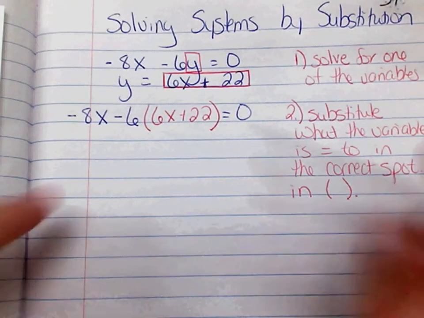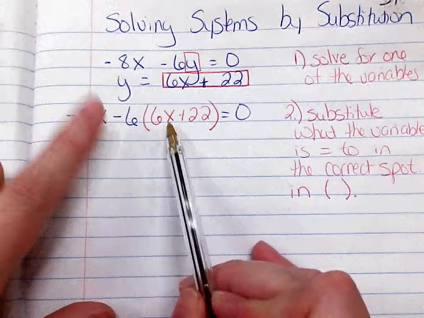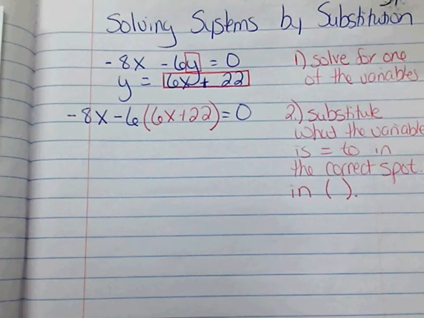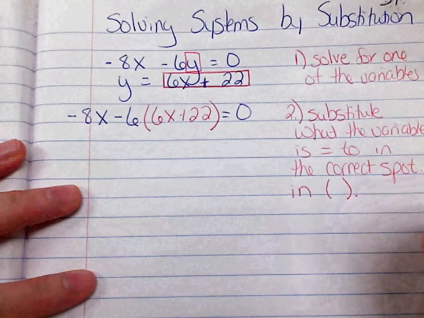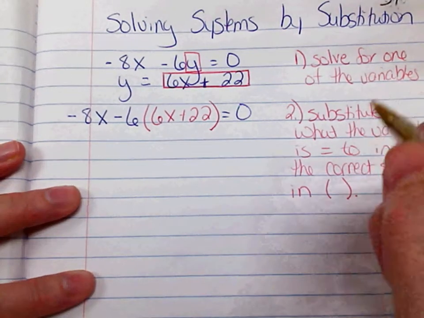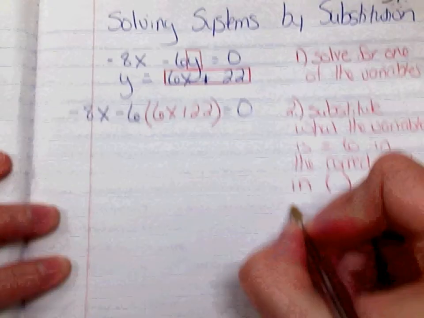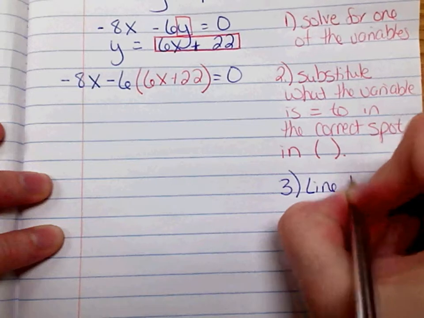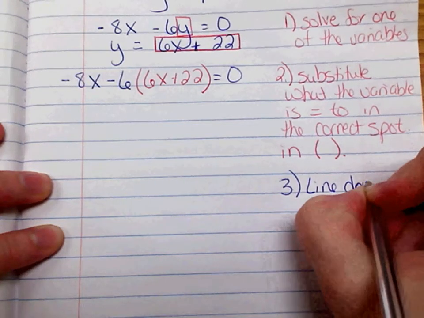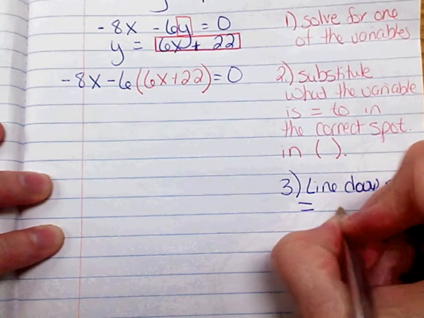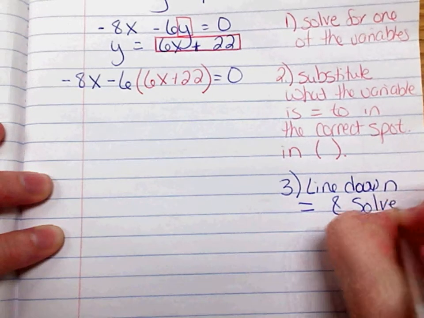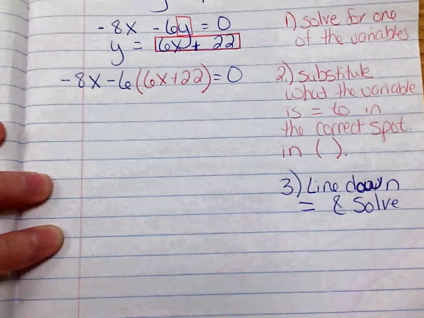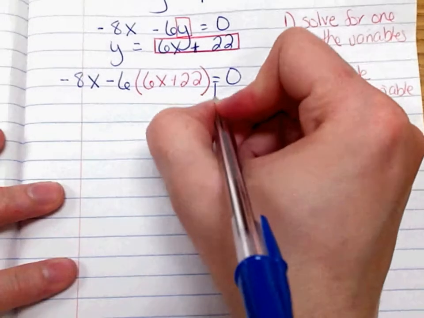But now what we've done is we've made it so that they are all x's, and that means we can solve for it. So let's go ahead and solve this one. So step 3, right here, I'm going to put it right here, I guess, is line down the equal sign and solve. This is an O right here. Miss McMullen's bad handwriting again. So we're going to put our line down, our equal sign, and then we're going to solve.